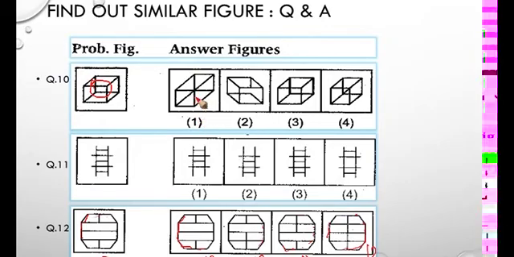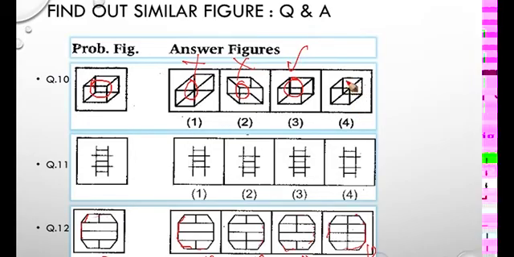Let's go to answer figure 1. This is the center and we don't find any rectangle similar to the problem figure, so this is not the answer. Let's go to option 2. In option 2, at the center there is no rectangle, so this can't be the answer. Let's move on to answer 3. At the center there is a rectangle formation exactly similar to the problem figure given, so this could be the answer. Let's check option 4.